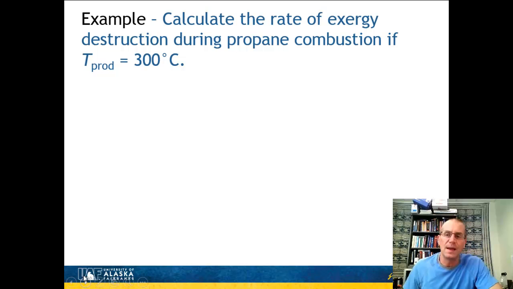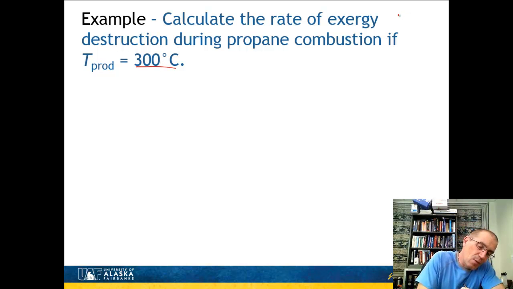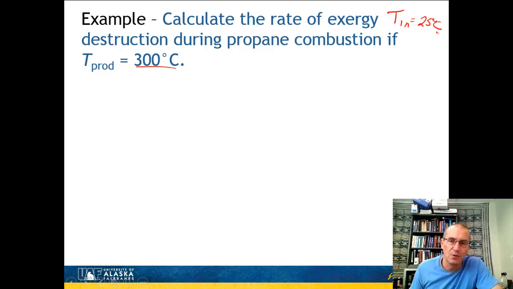All right, so here's the example that we're going to do. We kind of looked at this problem before. We were burning propane, and we looked at the amount of heat being given off when we had our combustion product coming out at 300 C, and T in was, I believe, 25 degrees Celsius in that problem. So we'll go ahead and stick with the numbers we had there. We calculated Q for that problem.